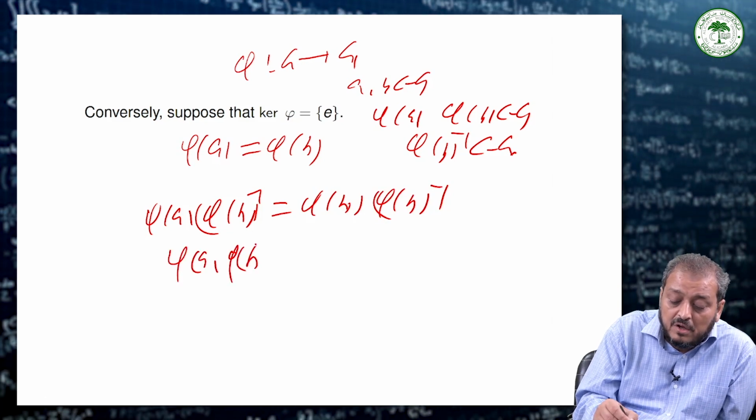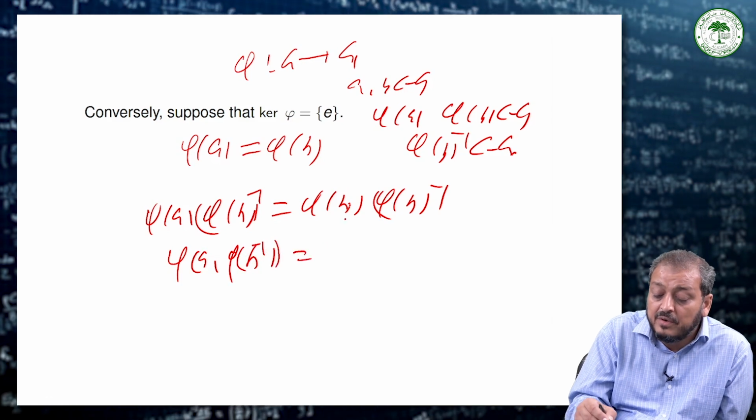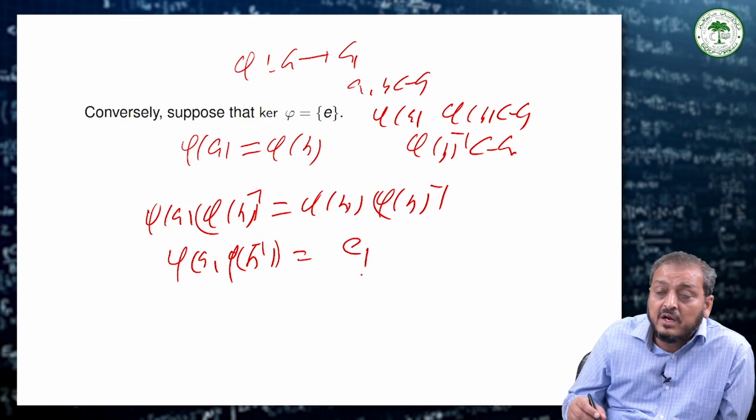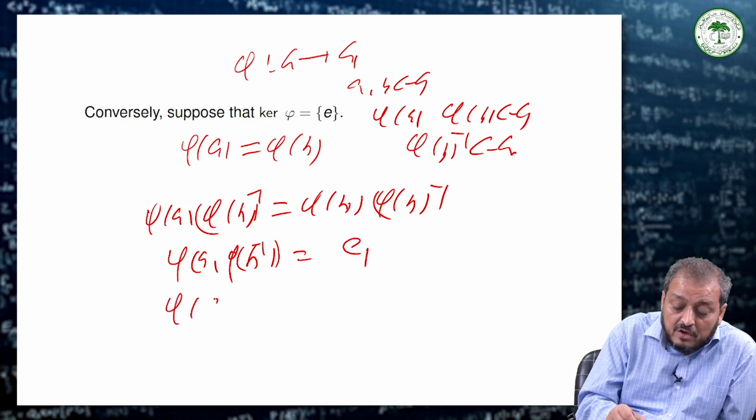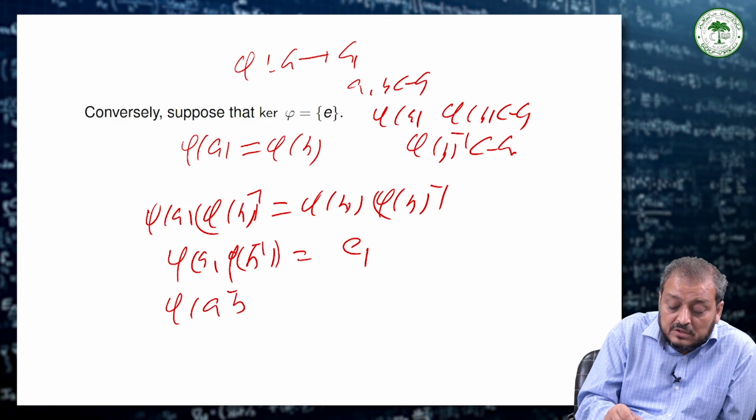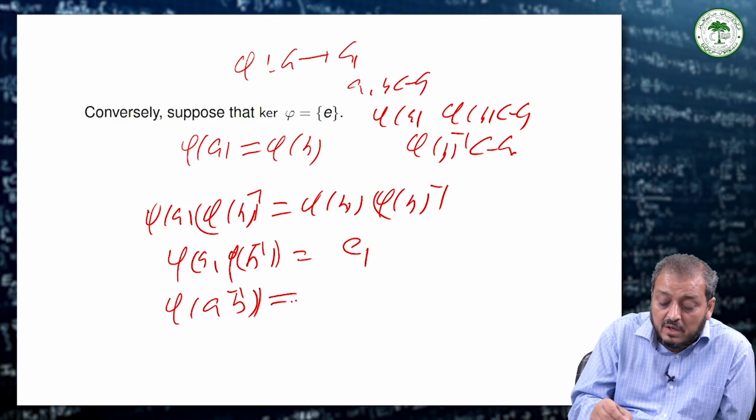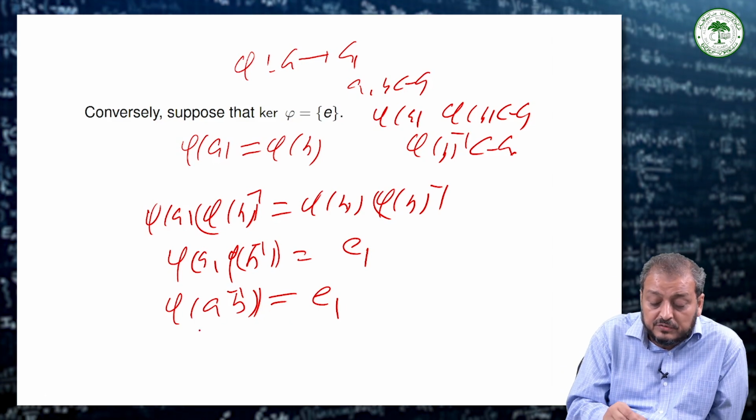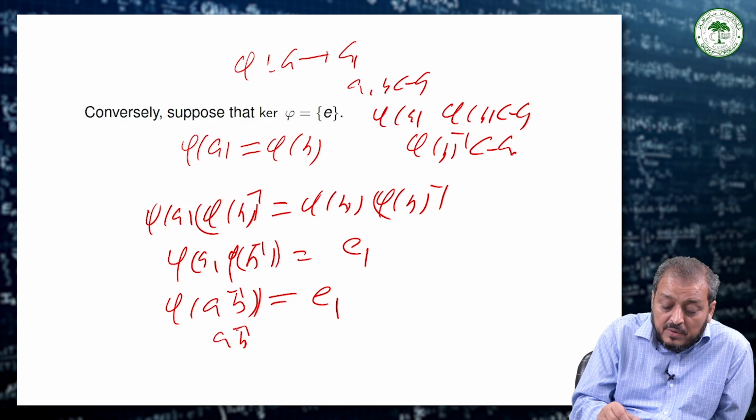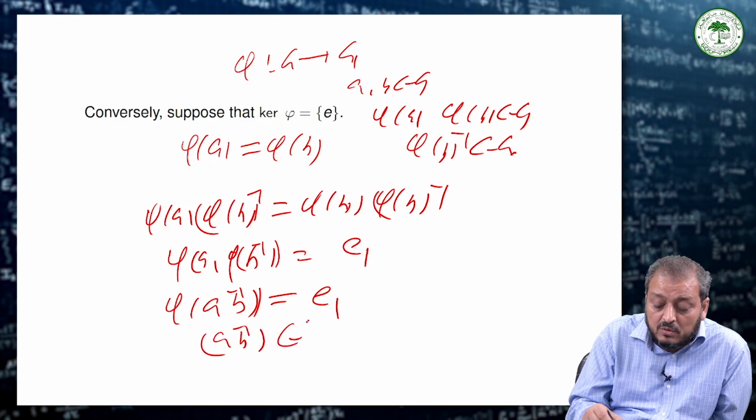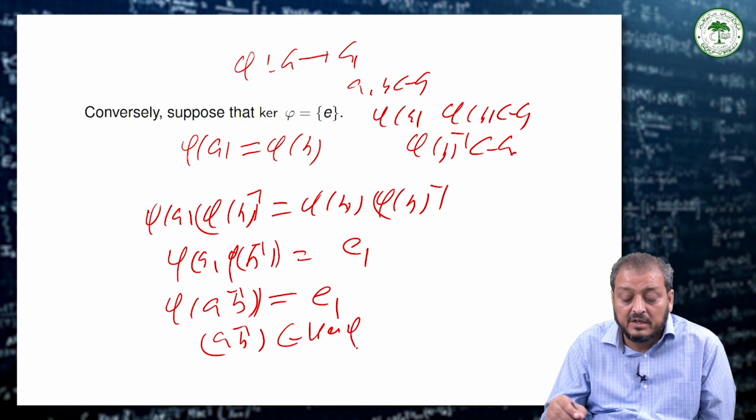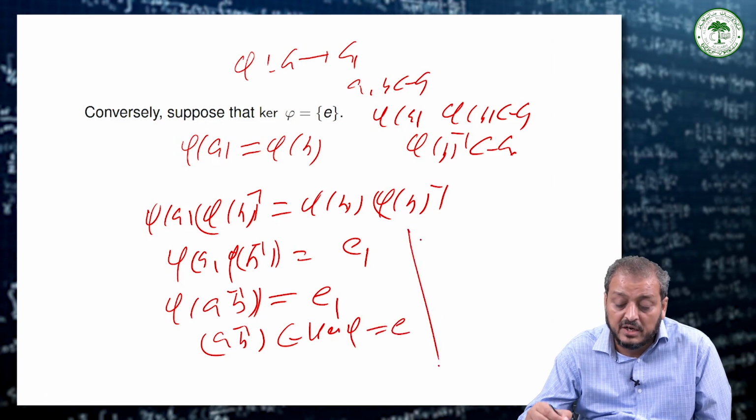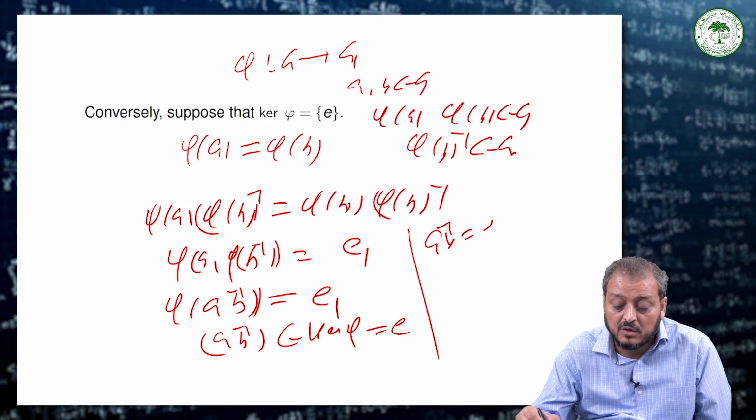and this can be written as phi of A times phi of B inverse, which is nothing but the identity E1. This can be written as phi of A B inverse, which is equal to the identity E1. Because of this, we can say that A B inverse is in the kernel of phi, and the kernel of phi is nothing but the identity. So clearly A B inverse is equal to the identity.